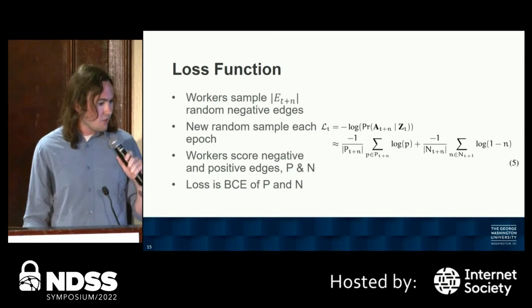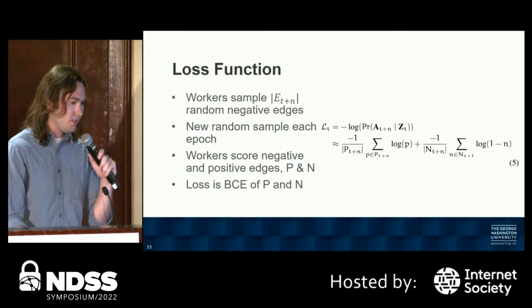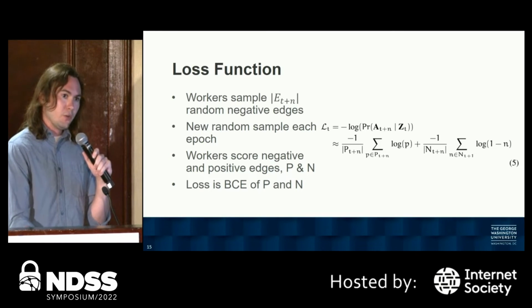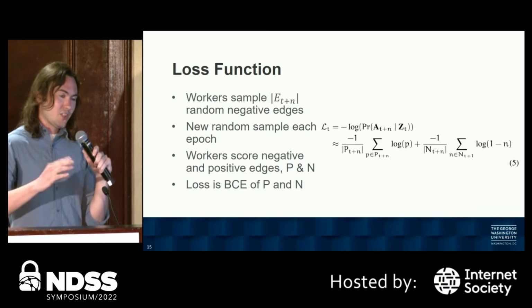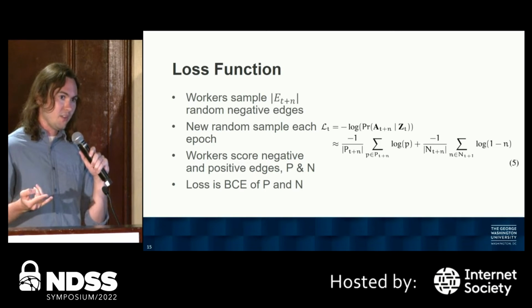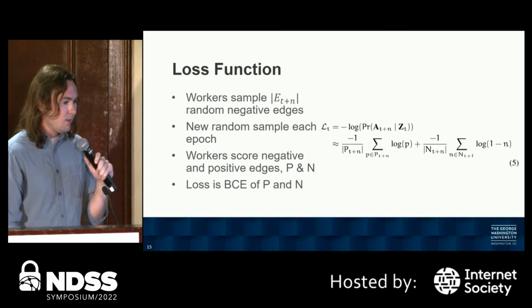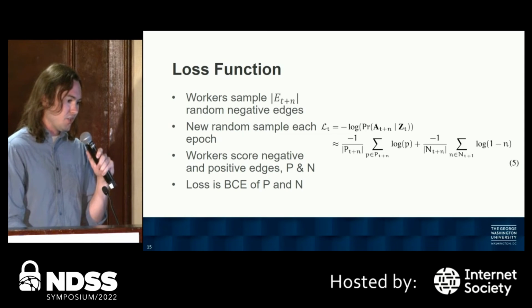Here's the loss function. It's fairly simple. It's just binary cross entropy on our encoding function, which is the two temporal/topological embeddings. The inner product of them represents how likely it is that there's an edge at that point in time. And we want it to be 1 if an edge should exist, 0 if an edge should not exist.